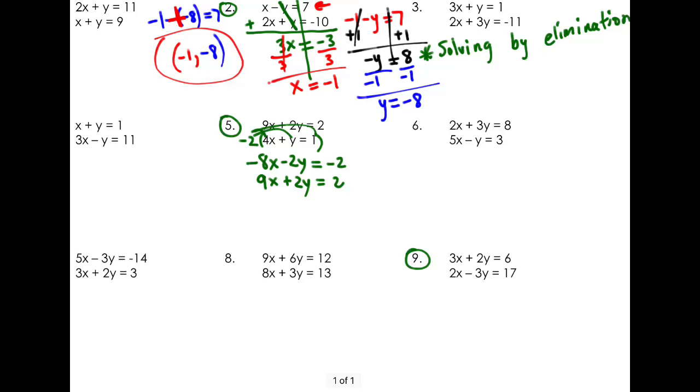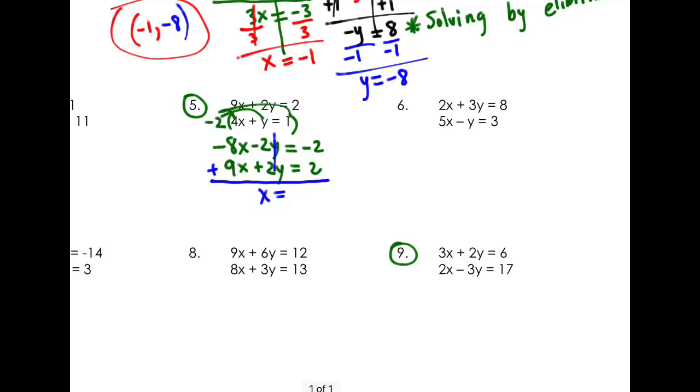All right, and so now we can get rid of y. We have a negative and a positive there, so that cancels out. We combine this here. We have a 9x and an 8x. That turns into just x. And we combine this side, a negative 2 and a positive 2 is a 0.